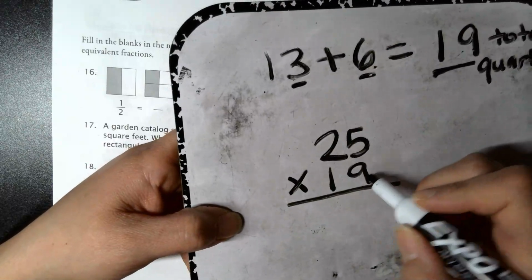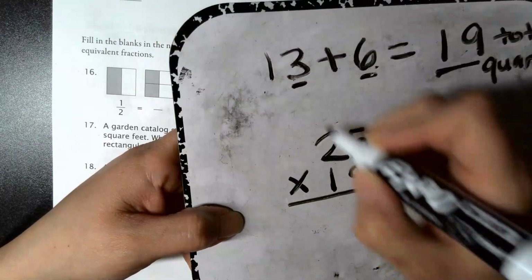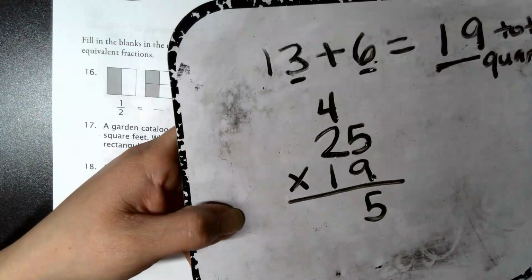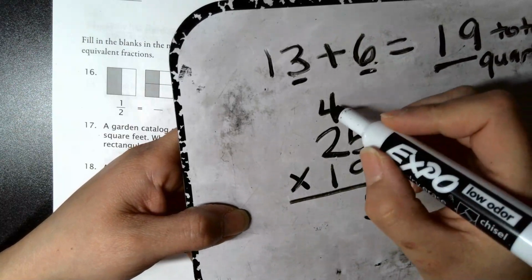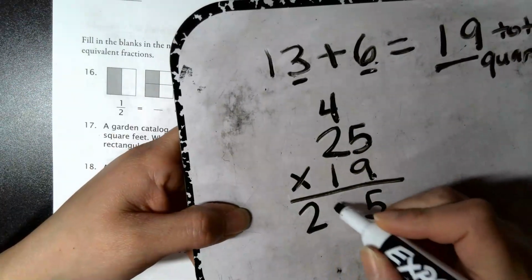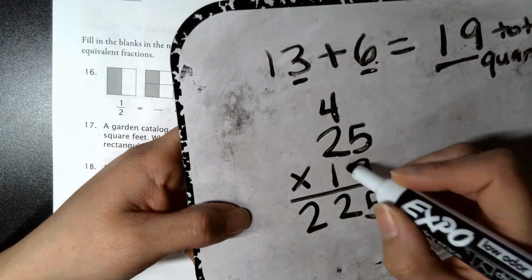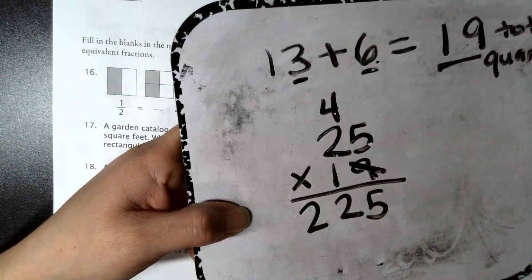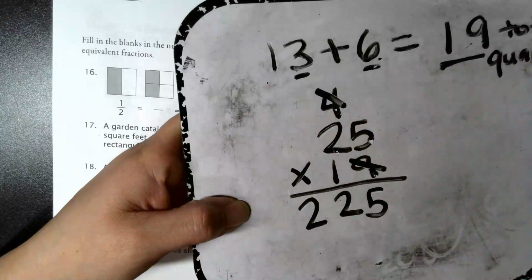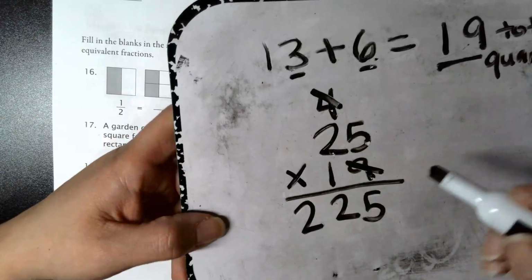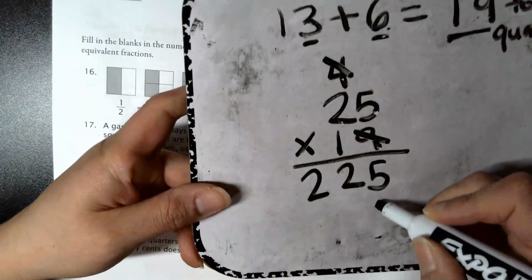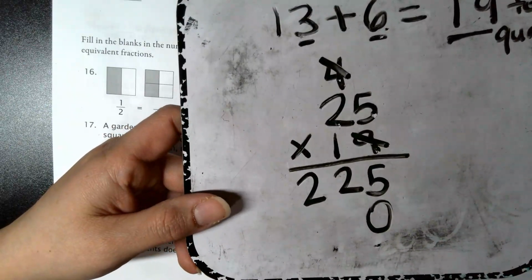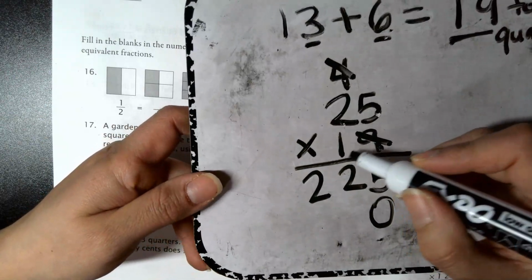We do 9 times 5, that's 45. We do 9 times 2, and that is 18. 18 plus 4 is 22. We're all done with the 9 because we multiplied it by both numbers on the top. We're done with the 4, we already added that, and then we bring down our 0 to make sure that we're in the correct column, and then we start with our tens.